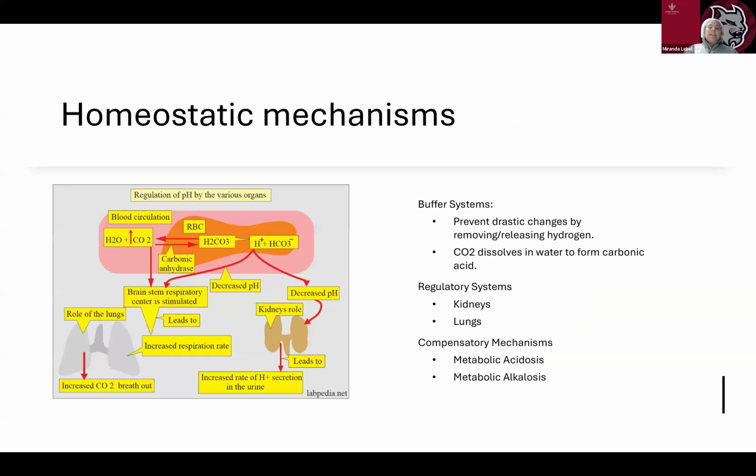So the body is this amazing system which has homeostatic mechanisms. So we have the ability to regulate that pH. So the buffer systems prevent drastic pH changes by removing and releasing hydrogen. A major extracellular buffer is the bicarbonate system. So that's the HCO3. A normal ratio of HCO3 to H2CO3 is 20 to 1. Changes in this ratio will lead to pH alterations.